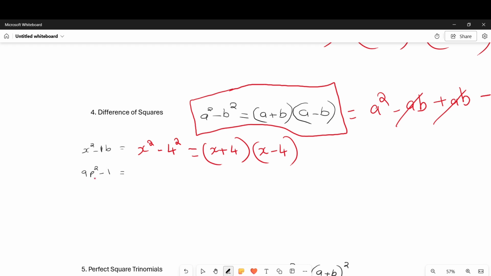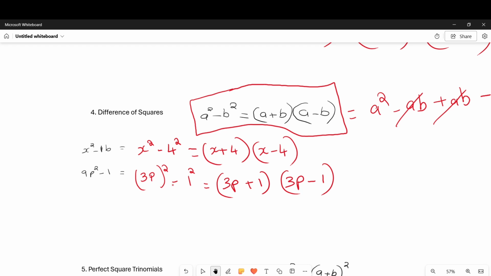Same here, 9p square minus 1. So what are 9p square and 1? One square is 1, so we can consider 1 as a perfect square. Here 9 is also a perfect square, 3 square is 9. So we can rewrite this expression as 3p the whole square minus 1 square. There is no need to put the square on the 1 because you already know that 1 is a perfect square. Then, with a square minus b square, we write 3p plus 1 and 3p minus 1. These are the factors of this expression.